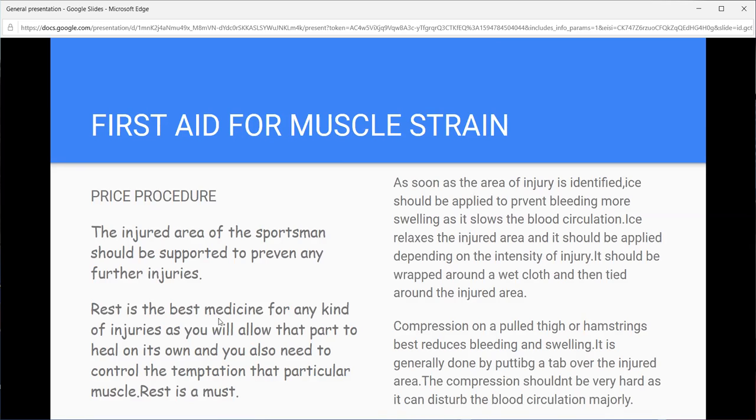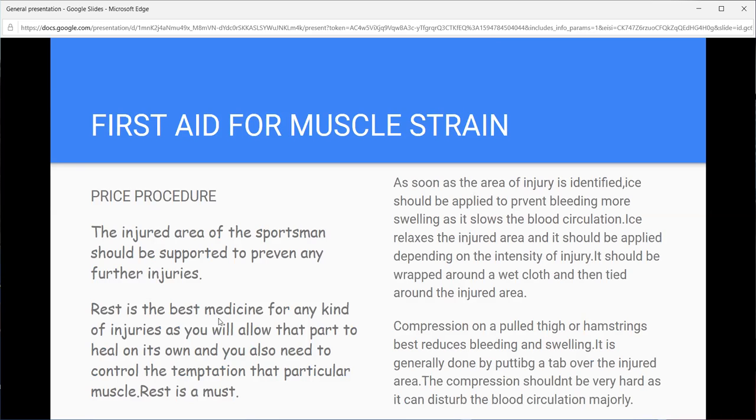As soon as the area of injury is identified, ice should be applied to prevent bleeding and more swelling, as it slows down the blood circulation. So as soon as you get to know that this is where it's paining, this is where I've been hurt, you need to put ice so that it slows down the blood circulation and prevents bleeding, and it decreases swelling. Ice relaxes the injured area and it should be applied depending on the intensity of the injury. So imagine that you have got hurt very badly. So you need to put ice at least 4 times a day for 20 minutes.